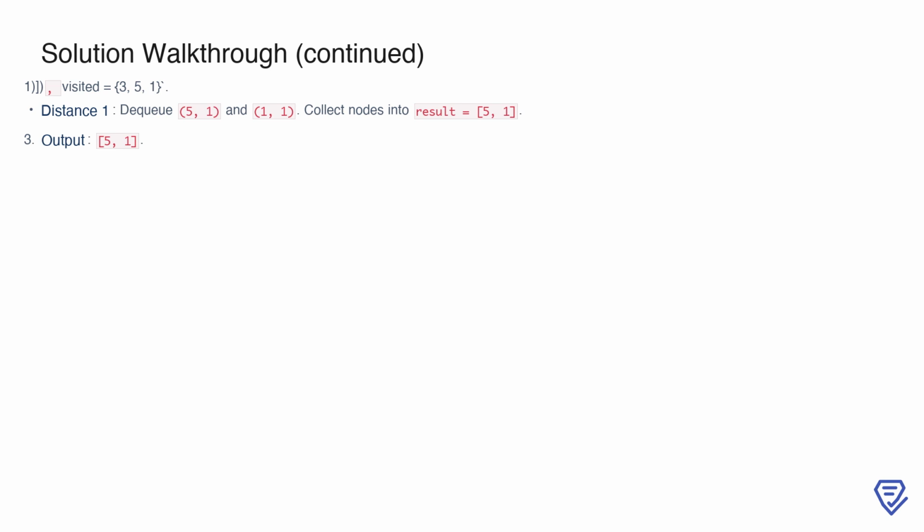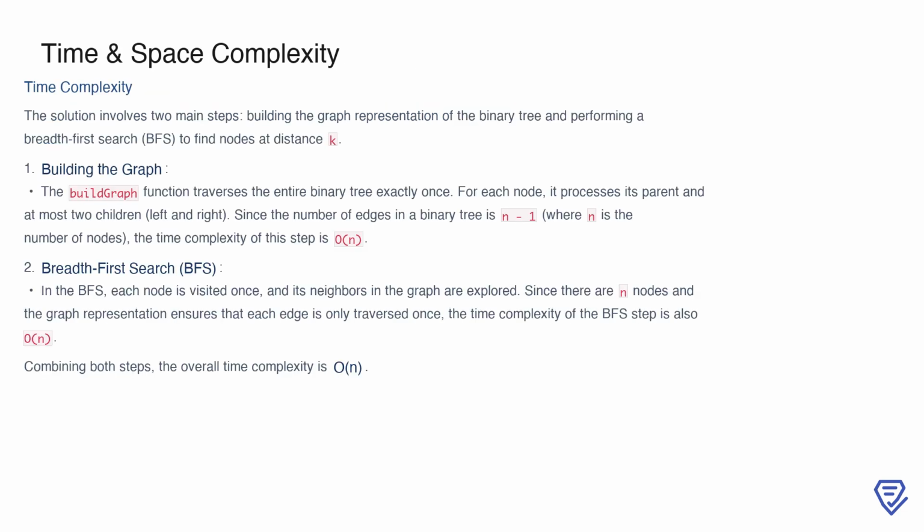This demonstrates how the BFS efficiently collects all nodes at distance k from the target, regardless of whether the target is in the middle, a leaf, or the root of the binary tree. In this problem, our solution has two main steps: building a graph representation of the binary tree and performing a breadth-first search, or BFS, to locate nodes at a distance of k.